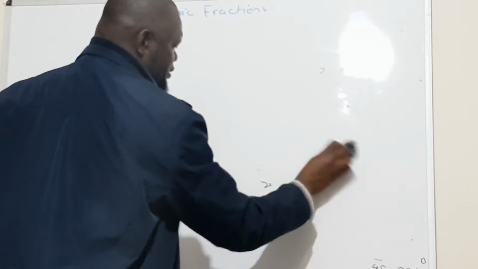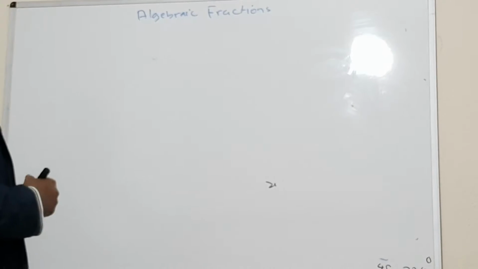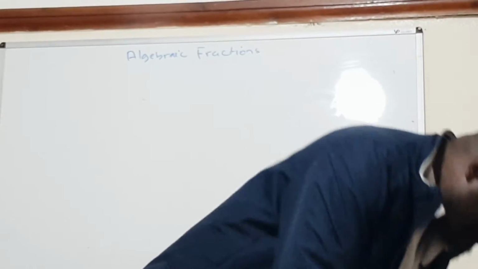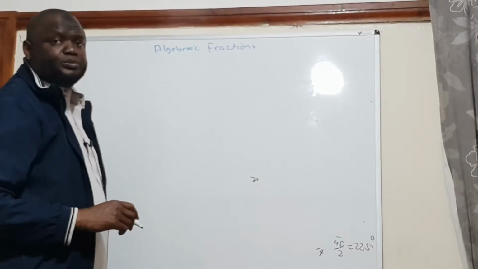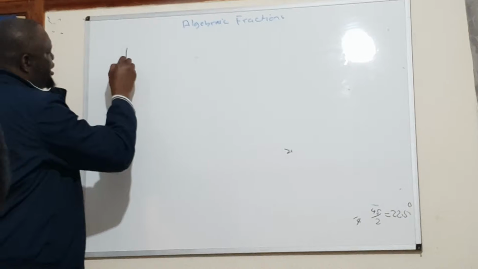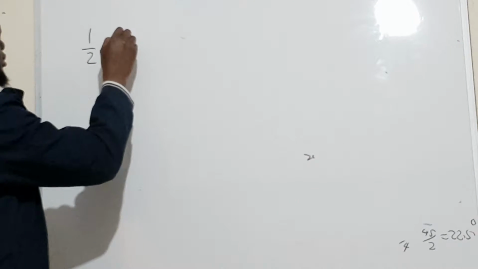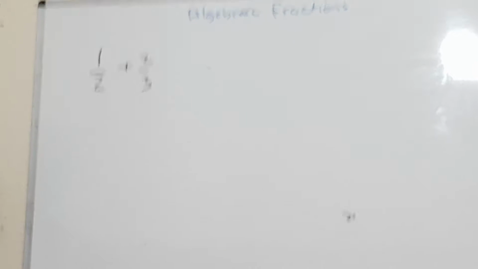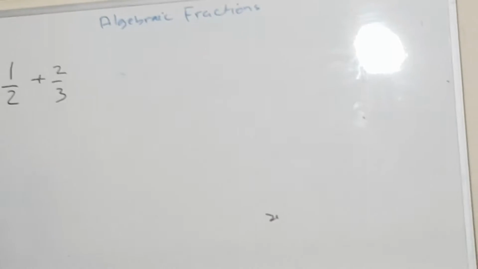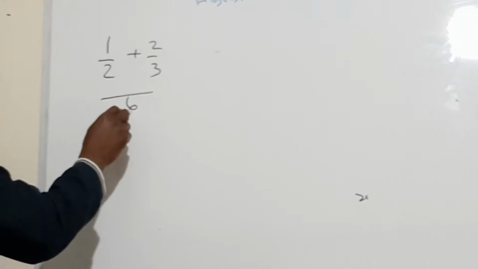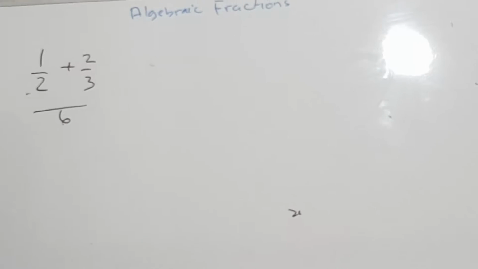Now let's look at where you have to add. Algebraic fractions where you have to add. Now when we have fractions, boys, look at it. What do we do? We find a common multiple. So the common multiple is this will go into that time, or you multiply the 2.